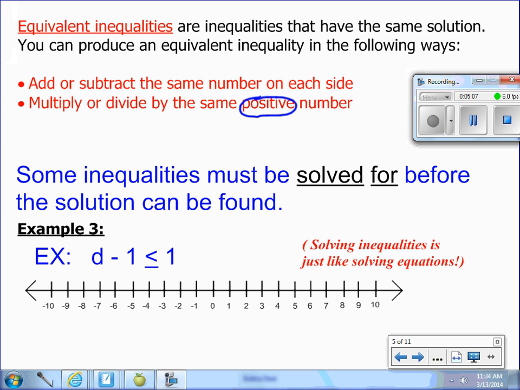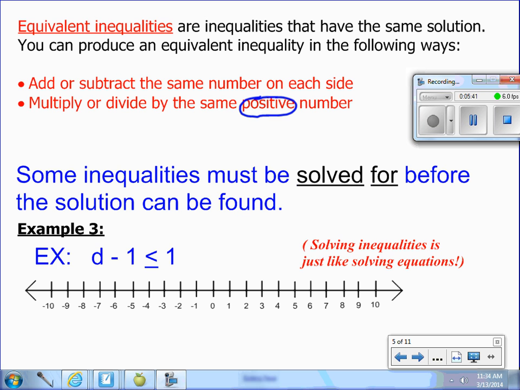So solving an inequality is similar to solving an equation, except for multiplying or dividing by the same positive number. When you come to an inequality where you're having to multiply or divide by the coefficient, if it's a positive number that you're dividing by, you do the same thing as you would with an equation. So in your notes, circle that word positive.